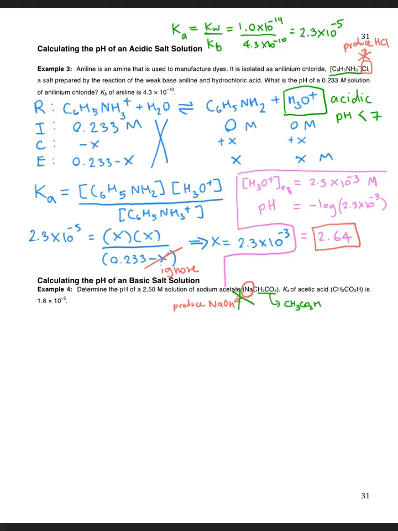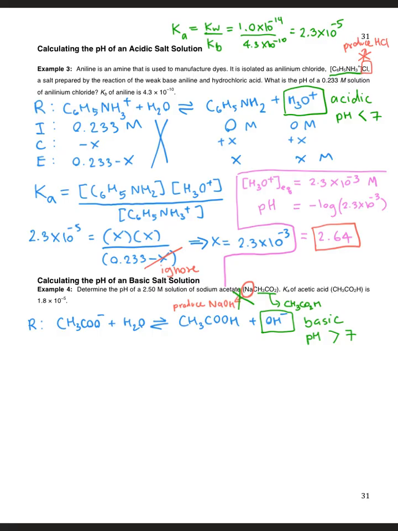Let's start with writing the ionization equation of acetate ion in water. This reaction will produce acetic acid and hydroxide ions. The presence of hydroxide ions in this solution tells us that this salt will be a basic salt. So that means when you calculate pH, the pH of this solution should be greater than 7.